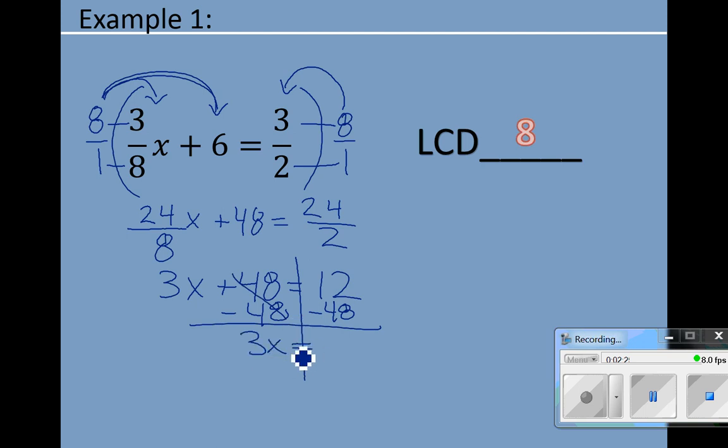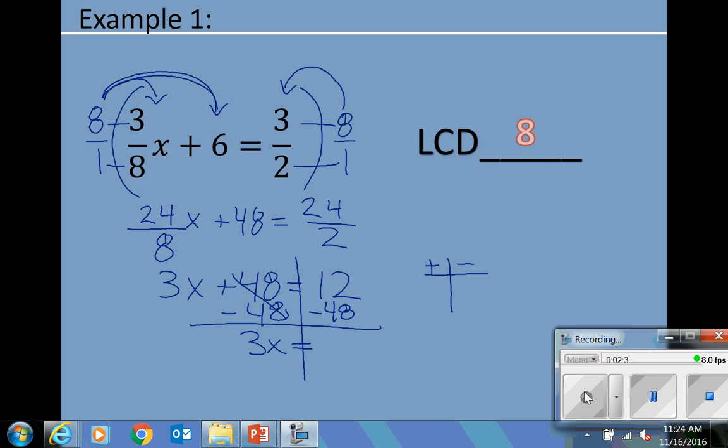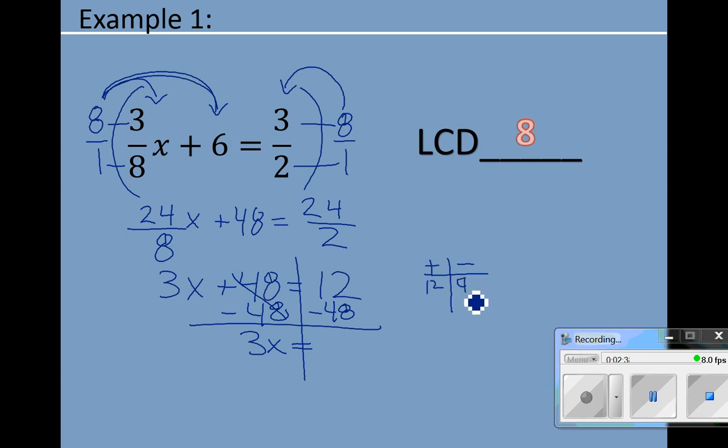3x equals, and I'm going to make a t-chart. So I have 12 on the positive side, 48 on the negative side. So I'm going to find the difference between those, and it would be 36. And it's negative 36 because 48 has more points on it. So negative 36. Then I can divide both sides by 3. So x equals negative 12.